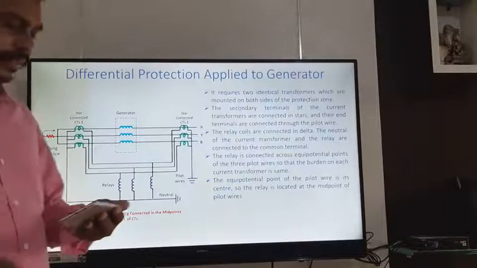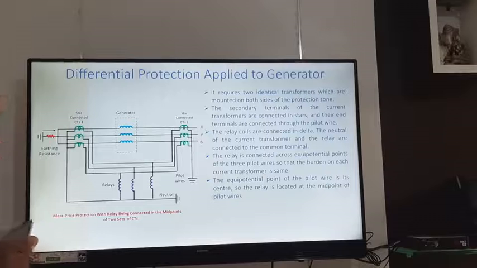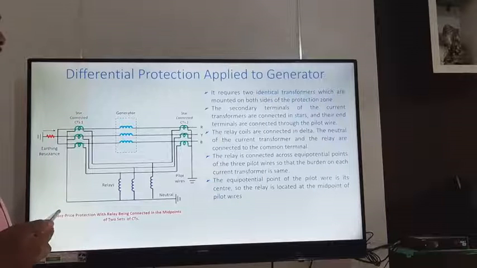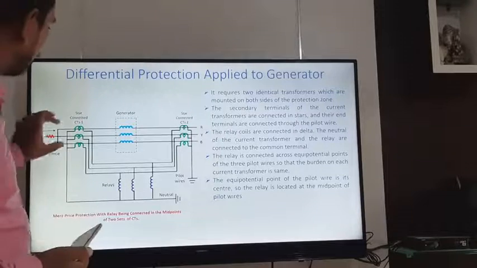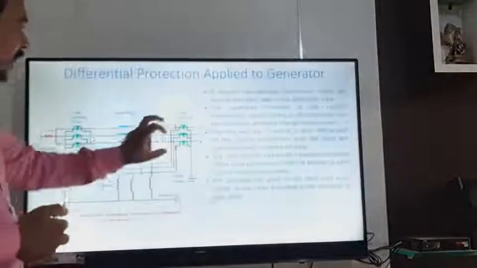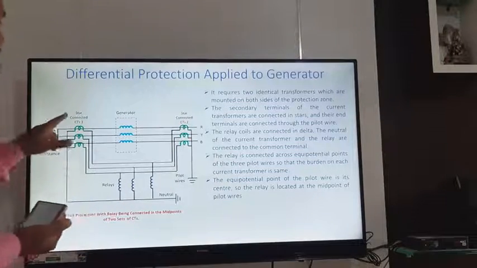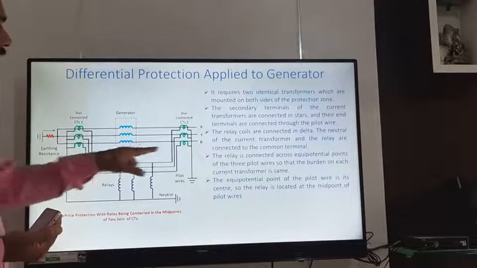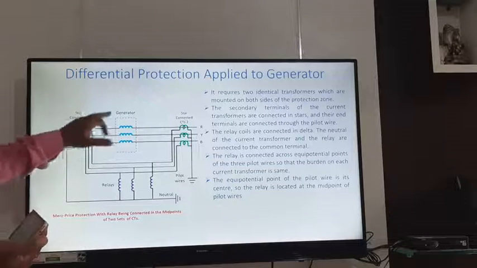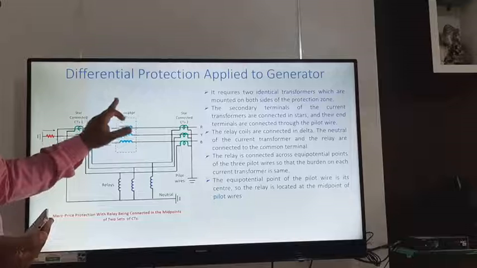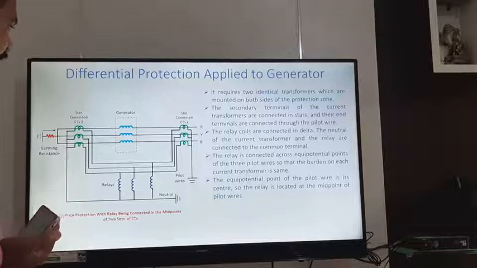Now this is the differential protection applied to a generator. This is the basic circuit of the differential protection of the generator. If we see, this is CT1 and this is CT2. Both are connected in star. This is the three-phase generator stator winding, so we are protecting the three-phase generator stator winding.